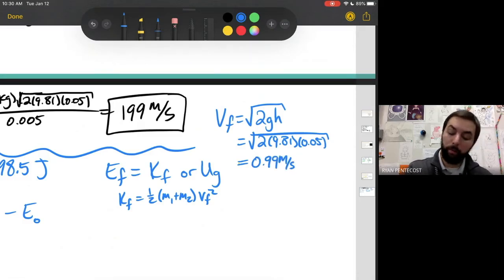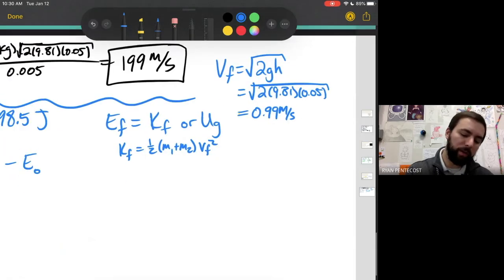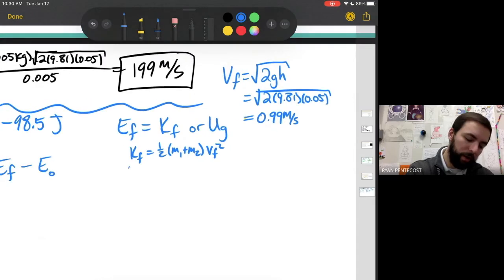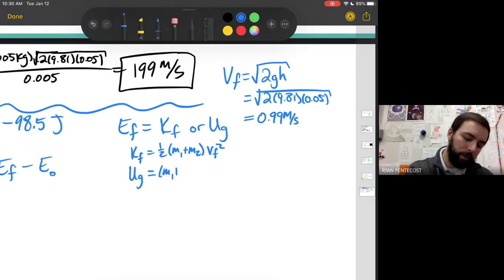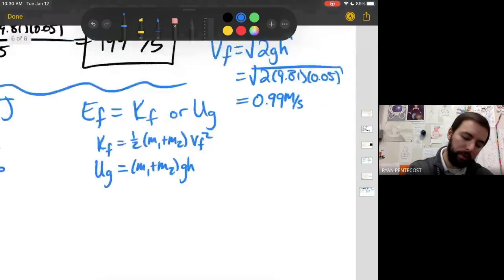So that's a big change in velocity, right? You're going from almost 200 meters per second to basically 1 meter per second. Massive change in velocity, but remember, conservation of velocity is not a thing. So we don't need to hang up too long on the change in velocity. So we can do that. We'll plug that in here. You can also find UG, which would be M1 plus M2 times GH. We have all of that. So let's plug these in.